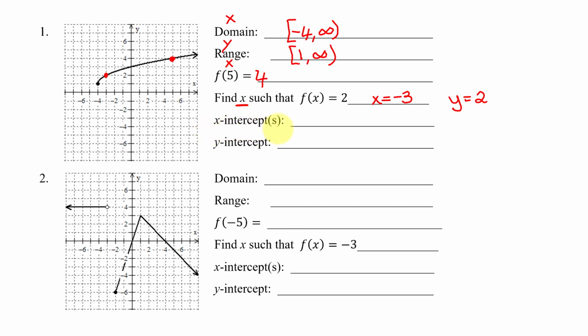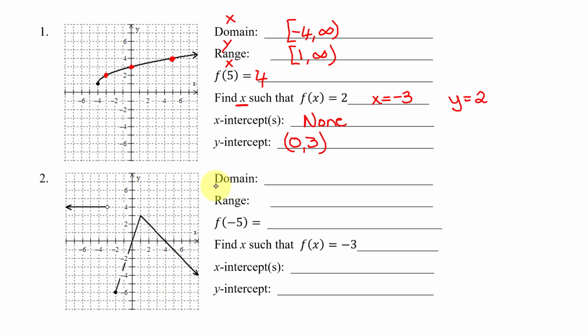Next, find the x-intercepts. Does this graph cross the x-axis? No. So there are no x-intercepts. Lastly, does this graph cross the y-axis? Yes, right here. Remember, intercepts are ordered pairs. Every y-intercept has an x-coordinate of 0, and what's the y-coordinate? +3.